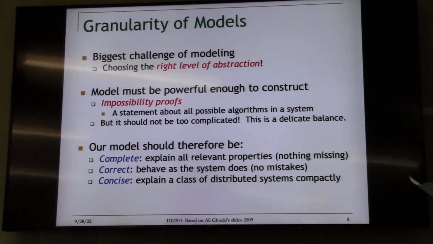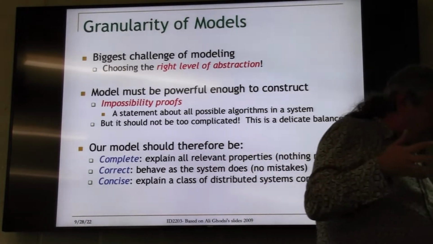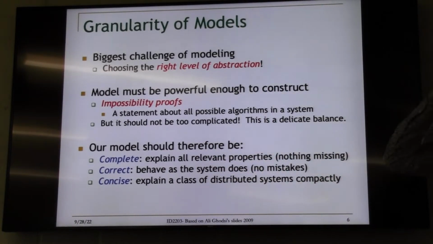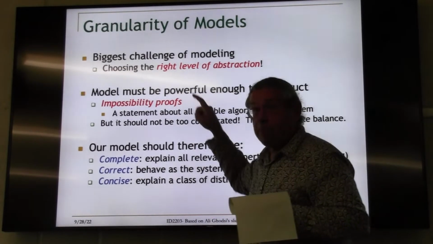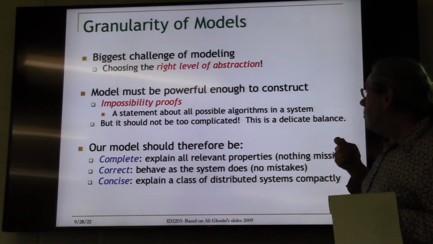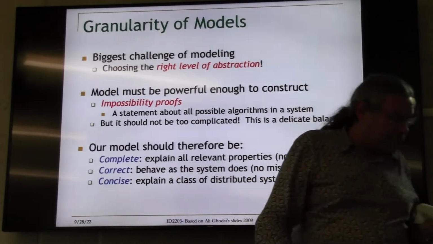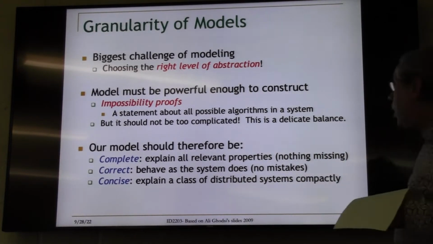And the biggest challenge for models is finding the right level of abstraction. So I'm going to give you a model, and it took many years of hard thinking for researchers, scientists, and engineers to figure it out. Hopefully, you will see that it's a nice model. So this model has to have some power. And what kind of power does the model have to have? The most important, or one of the most important, is impossibility proofs. It has to be strong enough that you can say some things are impossible.